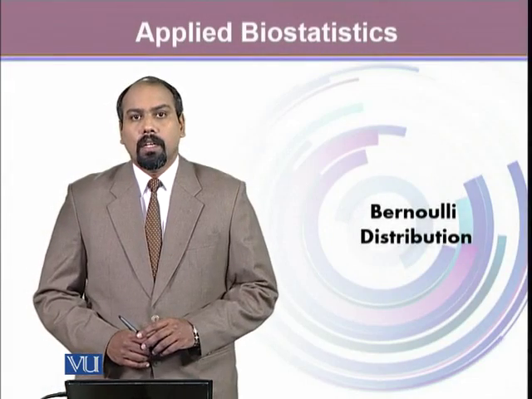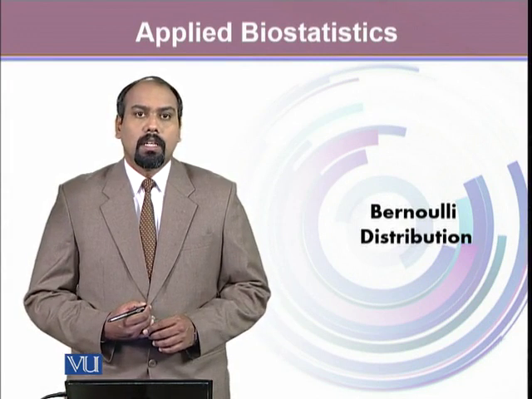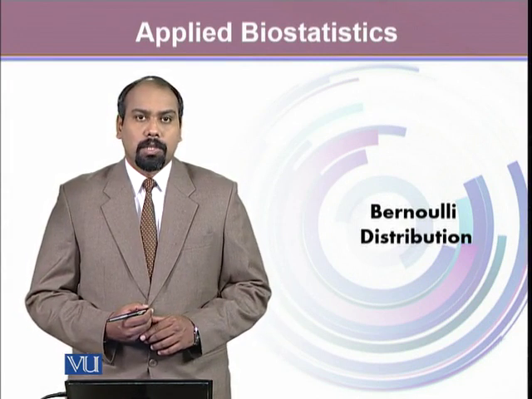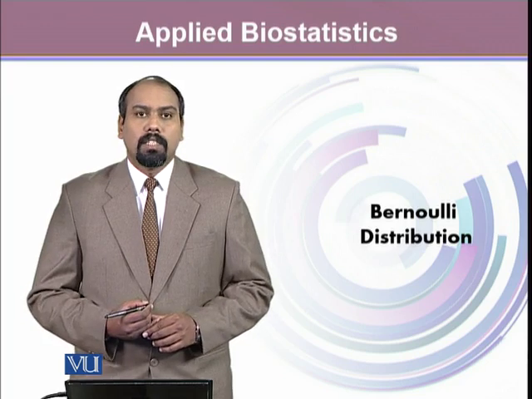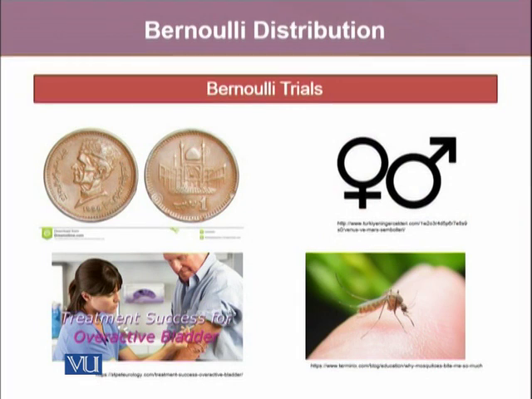Hello. In this module, we will be talking about Bernoulli trials and Bernoulli distribution, which is one of the discrete probability distributions. Let's take an example of an experiment when someone tosses a coin. The possibilities could be a head or a tail. Similarly, when a baby is born, it could be a baby girl or a baby boy.